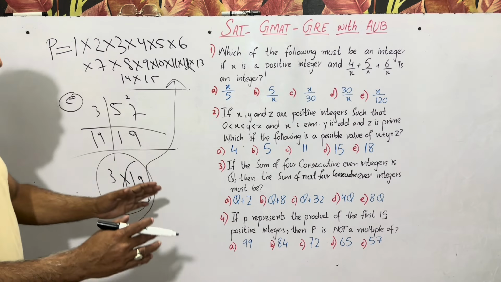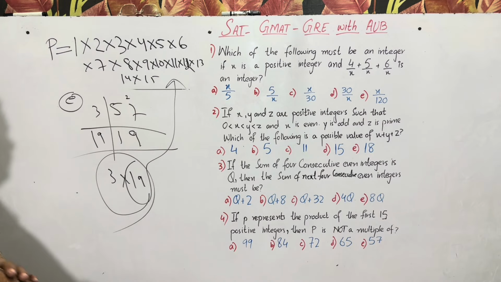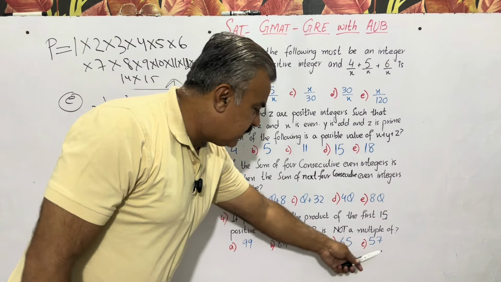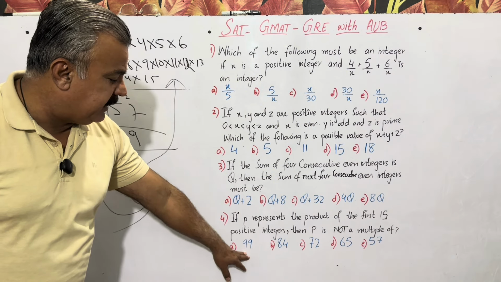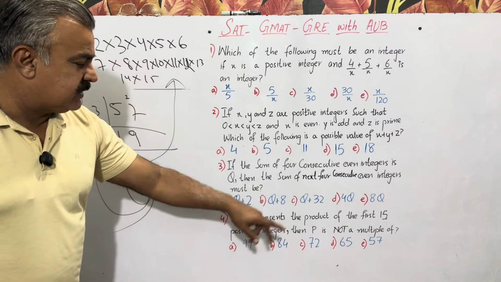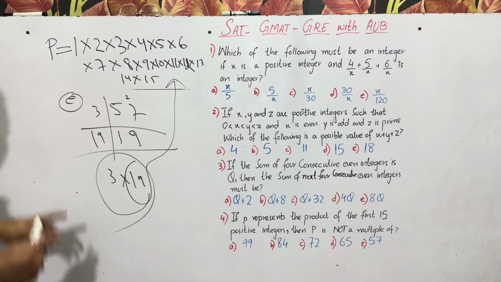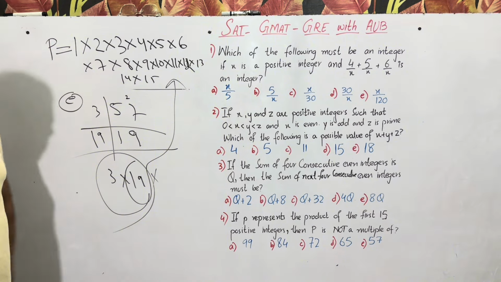So we can safely conclude that if P represents the product of the first 15 positive integers, then P is not a multiple of 57. P is divisible by 99, 84, 72 and 65, but it is not divisible by 57 owing to the presence of 19. Moving towards the next question.